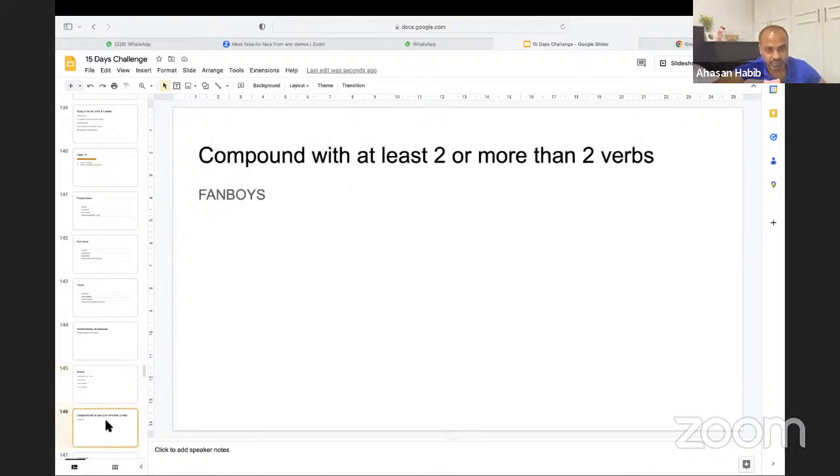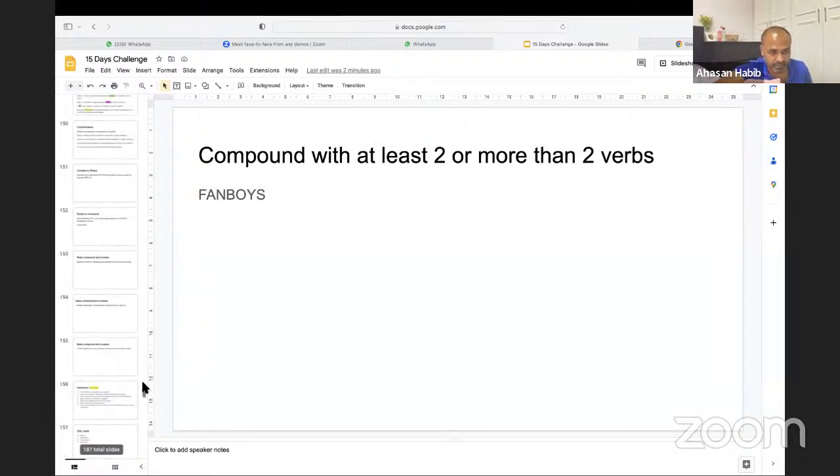Thank you for responding. Now compound sentence has to have two verbs or more than two verbs, right? So please type in the chat box: compound with at least two or more than two verbs. So a simple sentence has only one verb, and compound has two or more. Two or more than two verbs equals compound sentence. Whenever we see two or more verbs, it is a compound sentence. Okay, excellent. Thank you. Awesome.